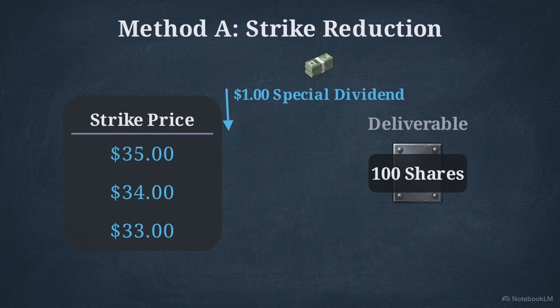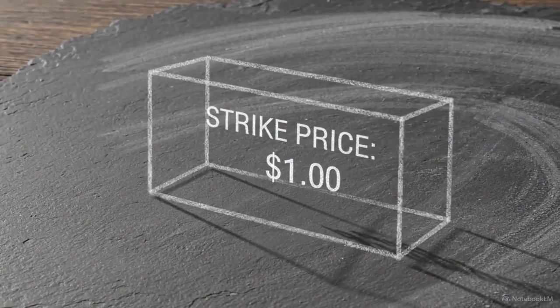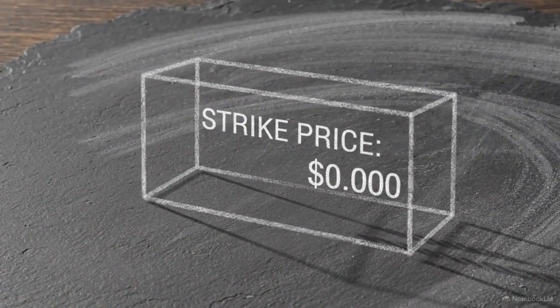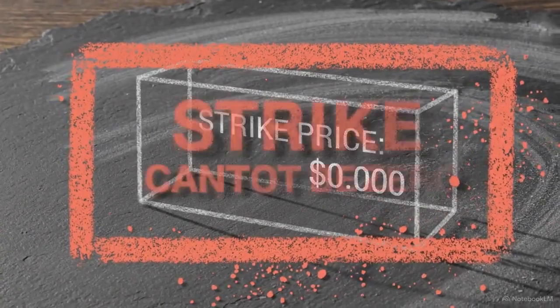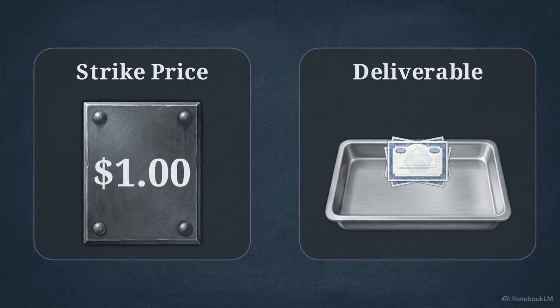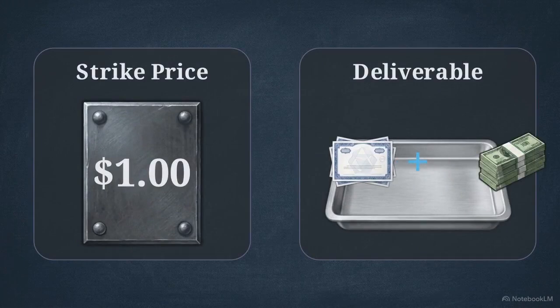Every single strike price drops simultaneously by exactly $1. Notice that under this method, the physical deliverable remains a clean 100 shares. There is an exception, known as Method B. If subtracting the dividend would drive a strike price to zero or below, the OCC leaves the strike alone and simply adds the cash directly to the physical deliverable.